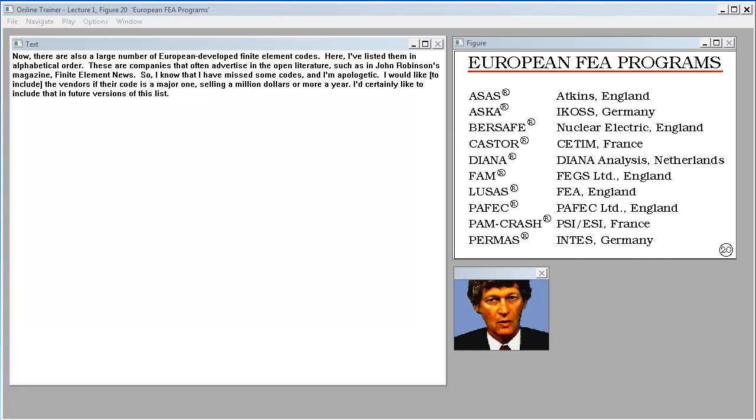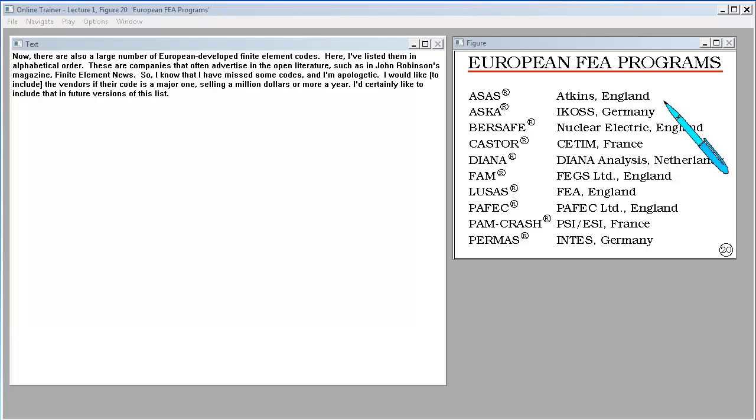Now there are also a large number of European developed finite element codes. Here I've listed them in alphabetical order. These are companies that often advertise in the open literature, such as in John Robinson's magazine, Finite Element News. So I know that I have missed some codes and I'm apologetic.